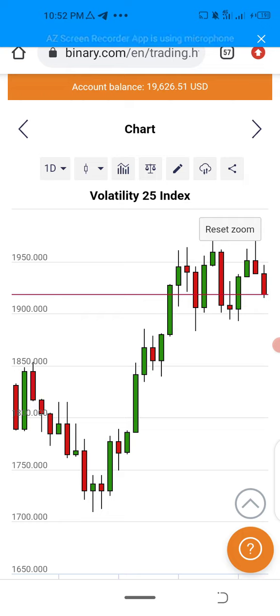And note, I'm not a financial advisor. What I'm doing here is just for educational purpose. Getting all this information, you are taking your own risks. So trading, it's risky. Note that.